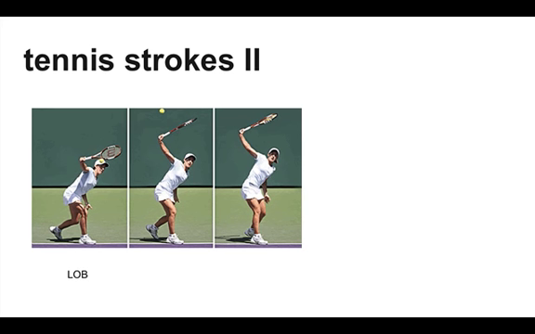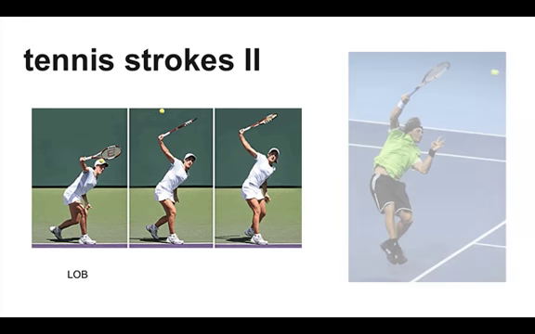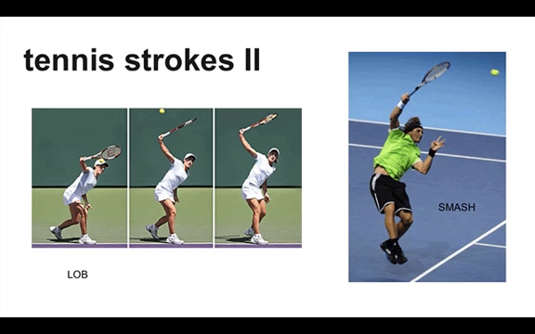The lob can be used as either an offensive or defensive weapon, hitting the ball high and deep into the opponent's court. The smash. A smash in tennis is a shot that is hit above the hitter's head with a serve-like motion.